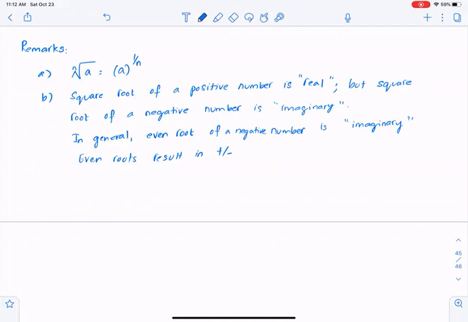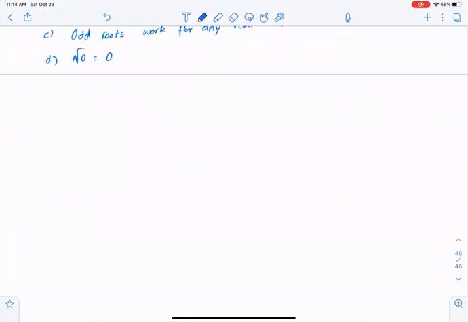But when it comes to an odd root, it's always going to depend on the sign that's inside the radical. So odd roots work for any real number, in the sense it can be positive, it can be negative, it can be zero, it'll just work. The answer would be a real number, and square root of 0 is 0. Do not forget that.